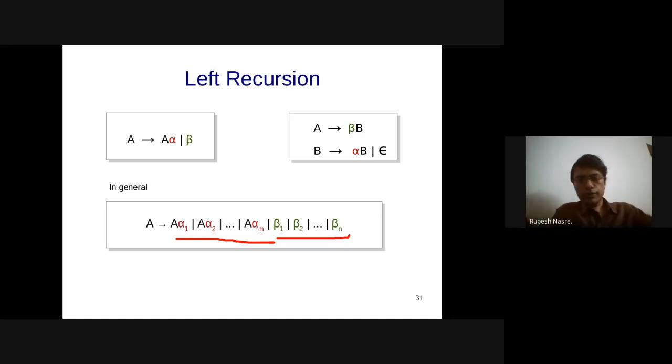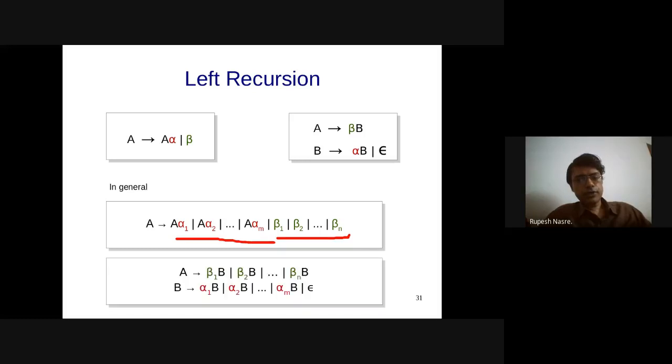Okay, so all of you have given the same answer. Beta 1 B, beta 2 B, B alpha 1. No, not B alpha 1. We'll have to change it to alpha 1 B, because otherwise it will remain a left recursive grammar in B. Otherwise this seems to be fine. All right, good. So that is what we will do here. And that gives us a generalized method to convert a left recursive grammar into, in this case, a right recursive grammar.